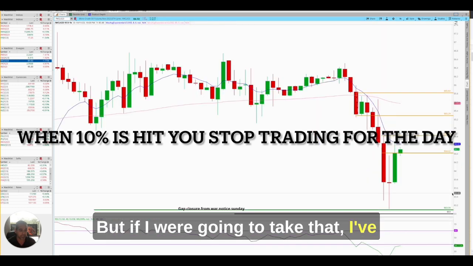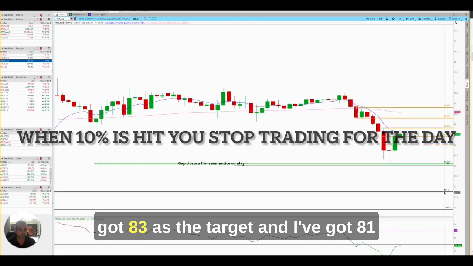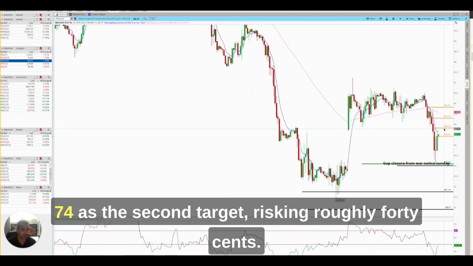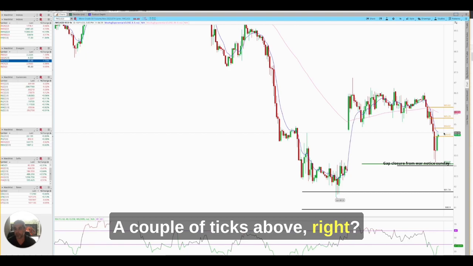But if I were going to take that, I've got 83 as the target, and I've got 81.74 as the second target, risking roughly 40 cents, 43 cents, something like that. A couple ticks above, right?